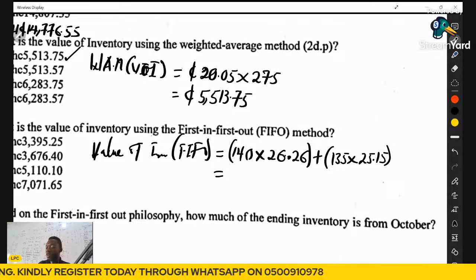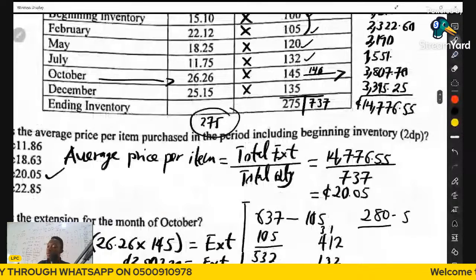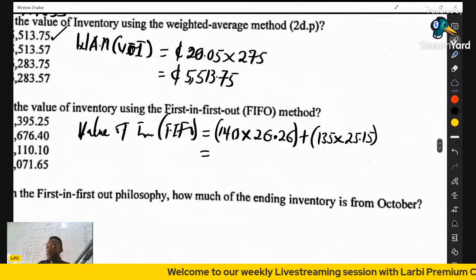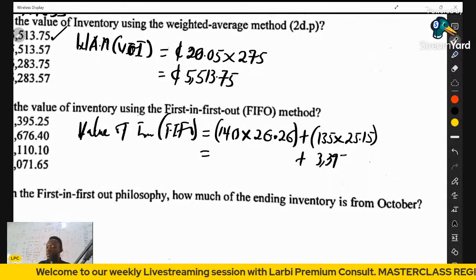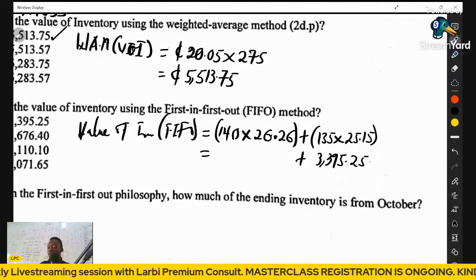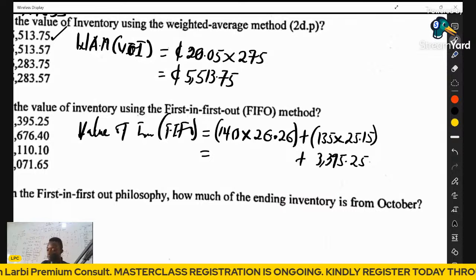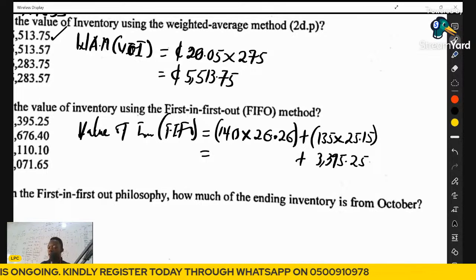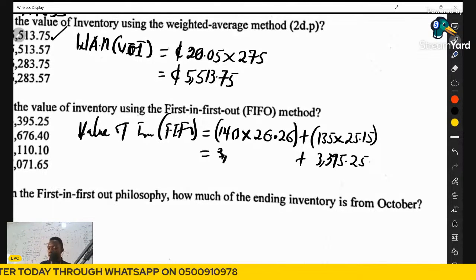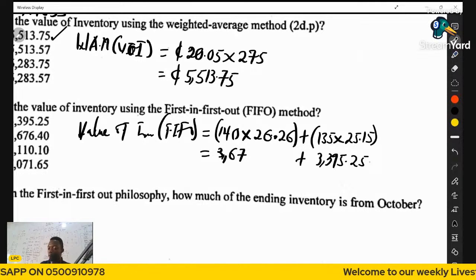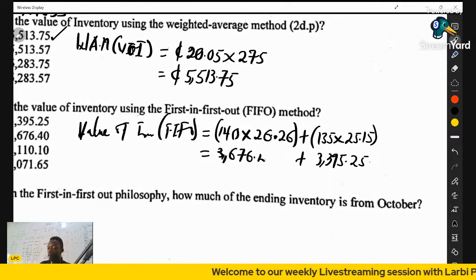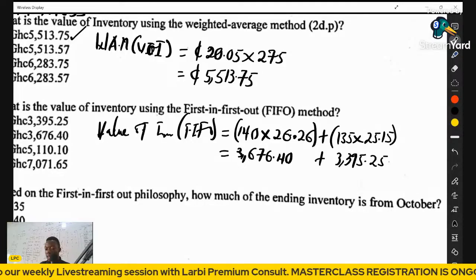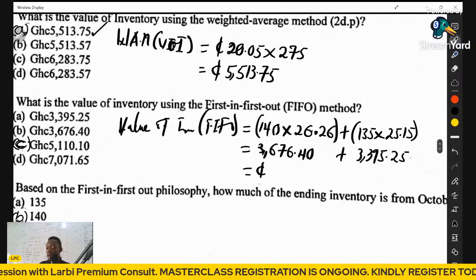For 135 multiplying 25.15, we already know that the answer is 3,395.25. So I can write that one here as 3,395.25. Okay. And what are we getting for 140 multiplying 26.26? That one you should be able to get 3,676.40. Here's what you need to get for this. You can check with your calculator and let's see if that is true. All right. So meaning that when we add the two, with my case, I had what?